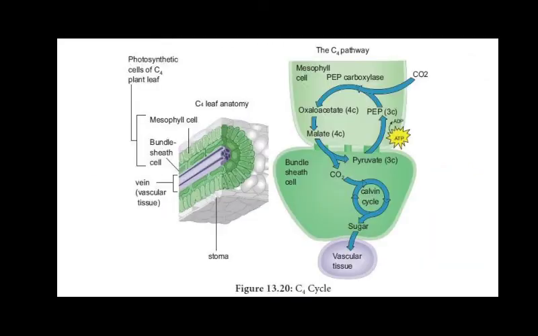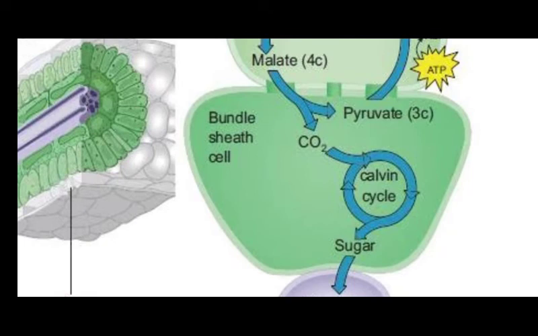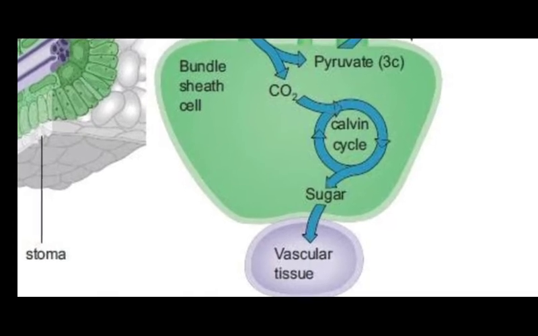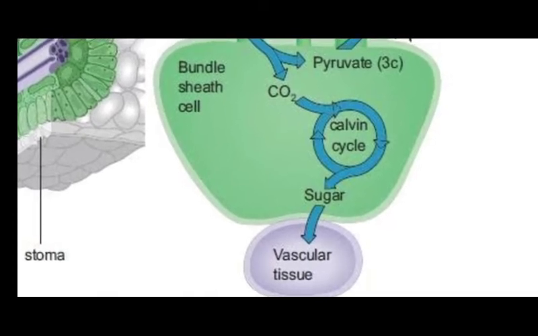The same thing happens right here in the bundle sheath, and then finally the sugar is formed, which is transported into the vascular tissue. And vascular tissue, as you know, is like the phloem cells and all, so they will be responsible for transporting it to the storage organ.